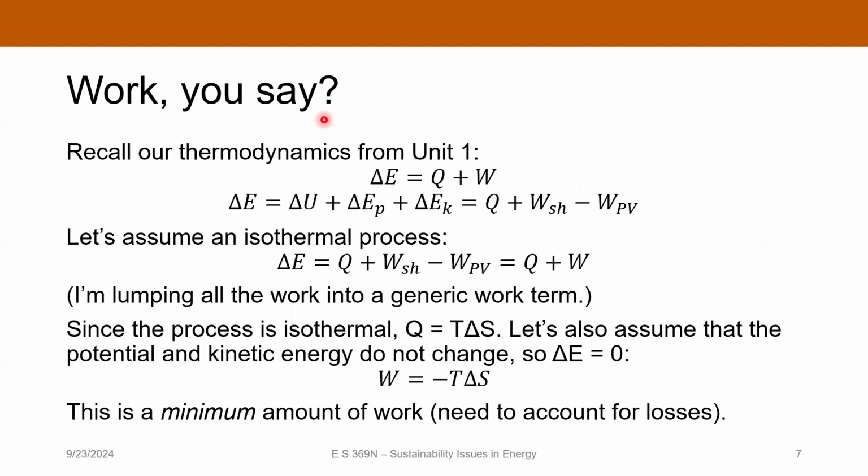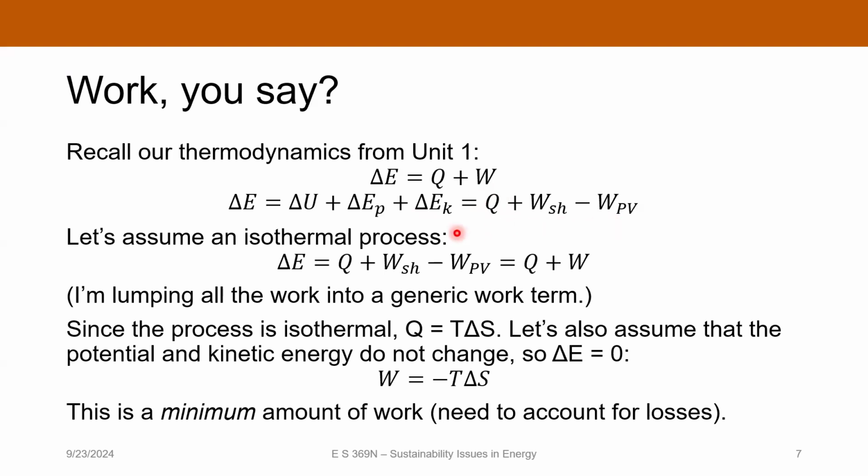Okay, so just some basic thermodynamics. So back to what we did in Unit 1. So we're changing the energy of the system by doing either heat transfer or doing work on the system, right? So that's the first law of thermodynamics. And we can separate out the change in energy into change in internal energy, potential energy, and kinetic energy. And that is equal to the sum of the heat transfer plus the shaft work minus the PV work, okay? So that's general.